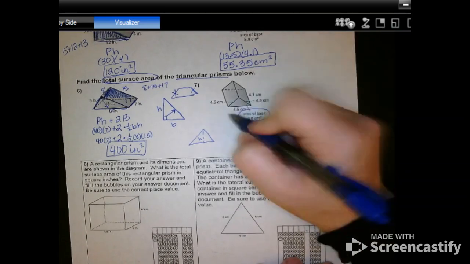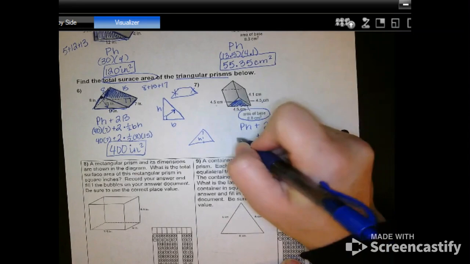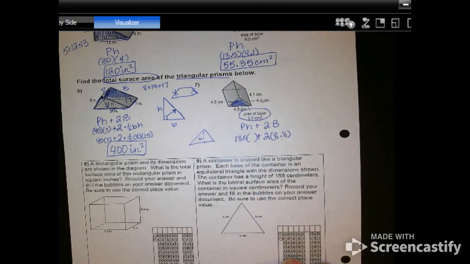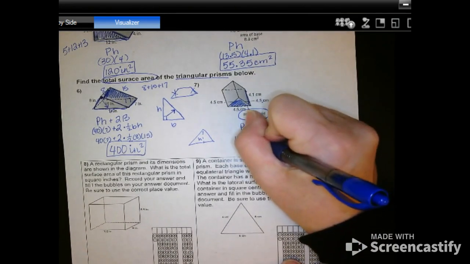Okay, what is my perimeter? 13.5. If I did 4.5 times 3, that would give me 13.5. What is my height? 4.1. Okay, plug that in.